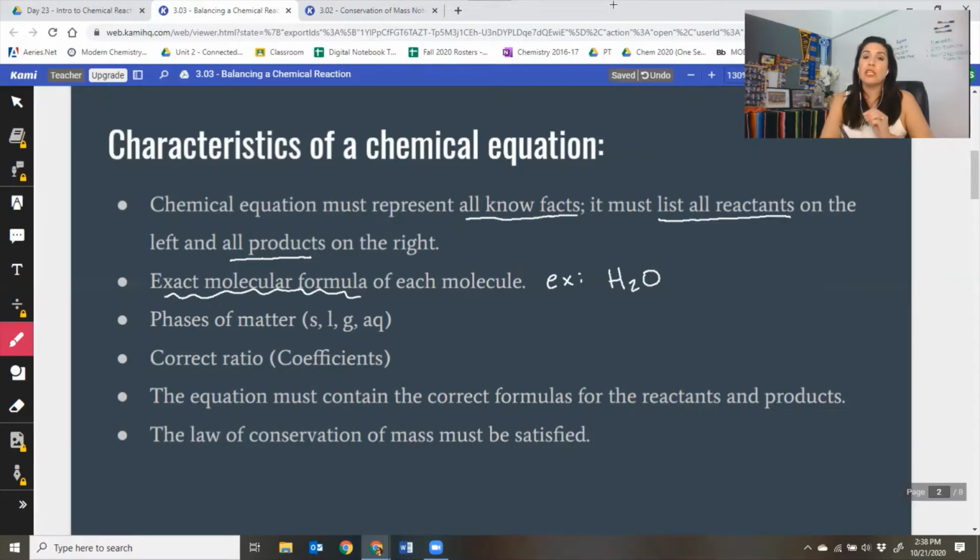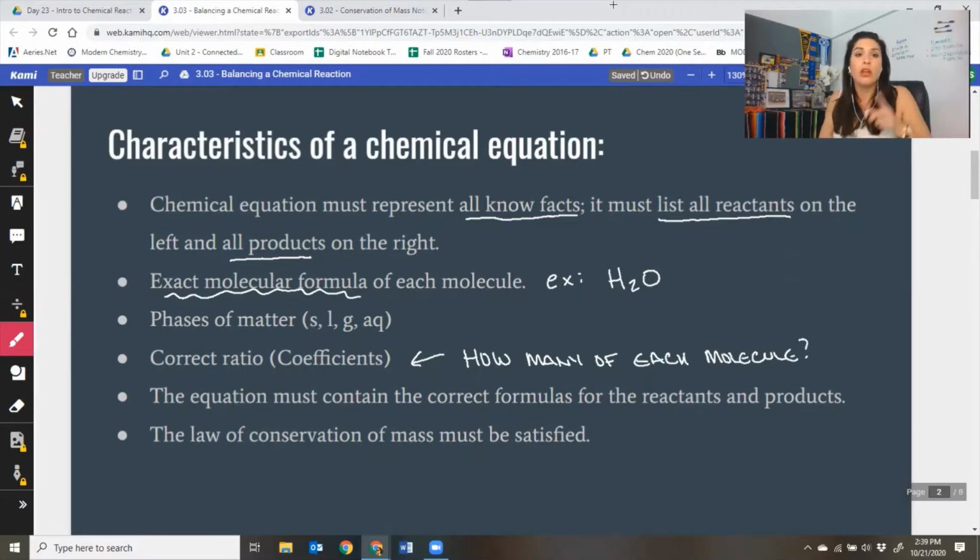But we also need to know the correct ratio. How many of each molecule will it take to make that reaction go? And that's the skill we're going to be working on today. Good chemical equations also include the phases of matter. So it tells you whether we are talking about a solid, a liquid, or a gas for each molecule. And it needs to contain all of the correct formulas, like H2O, for the reactants and products.